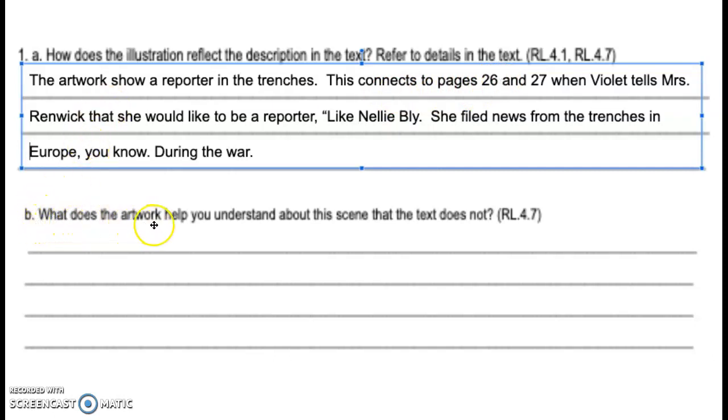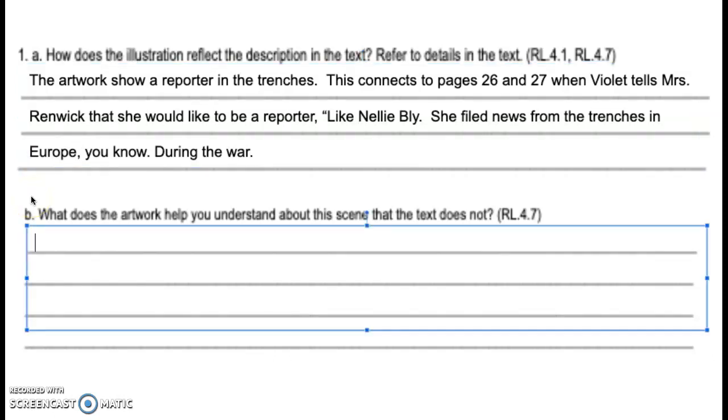What does the artwork help you understand about this scene that the text does not? Please pause the video and go ahead and write down what you think. When you're ready for an answer, press play. Okay, you should have put something like this.